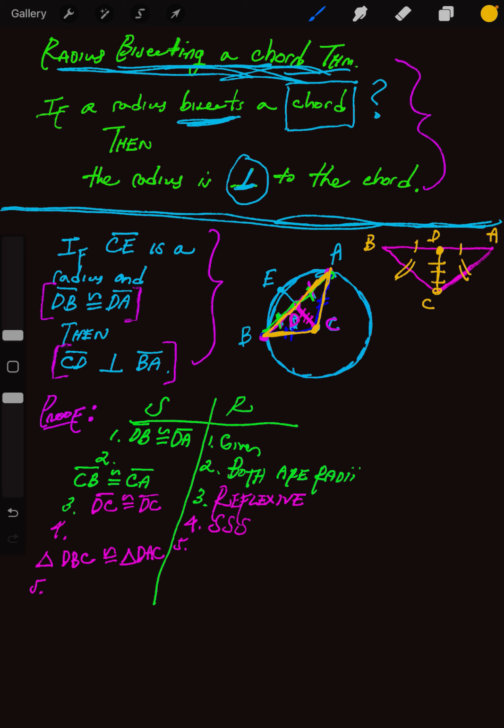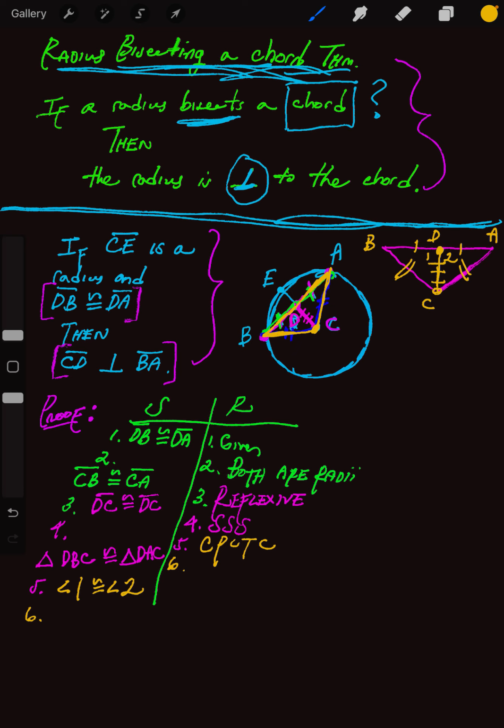So this angle, let's call it angle 1, is congruent to angle 2, right? That's angle BDC. That's angle 1 is congruent to angle ADC because those two angles correspond. I'm just going to write it as angle 1 is congruent to angle 2, CPCTC. Corresponding parts of congruent triangles are congruent. 6.